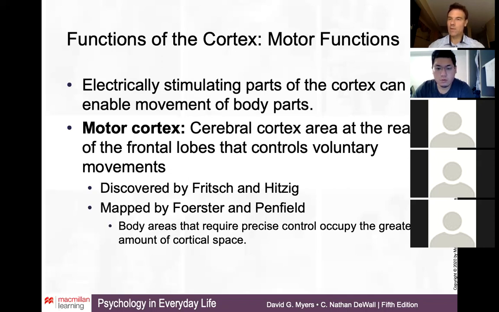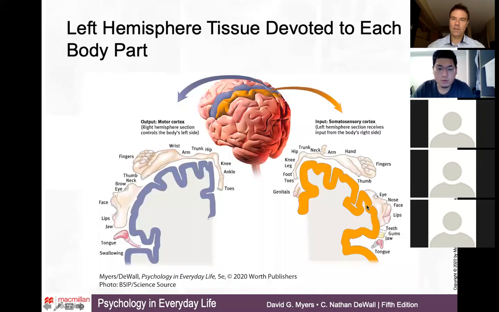So many of these experiments were conducted in Montreal, where Penfield was a neurosurgeon. So here you have the motor cortex and the somatosensory cortex. The motor cortex is in kind of violet or grayish blue, and then the somatosensory cortex is in orange. And this is basically the representational map.